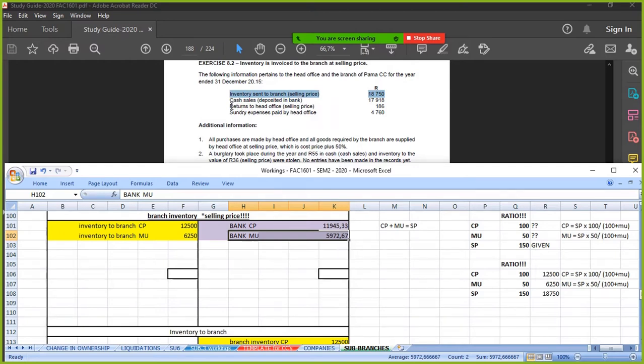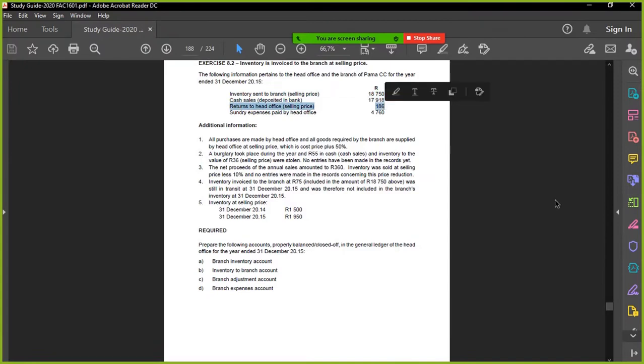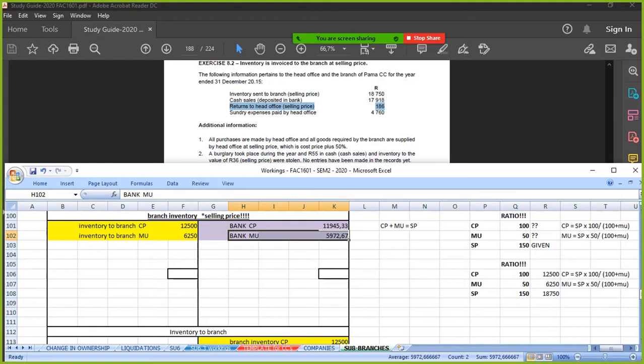Okay, what happened next? What is that representing? Returns to head office. So what's happening here? Basically the branch returned inventory to head office. So head office is increasing. So I would debit inventory sent to branch, and I would credit branch inventory. Perfect, good.